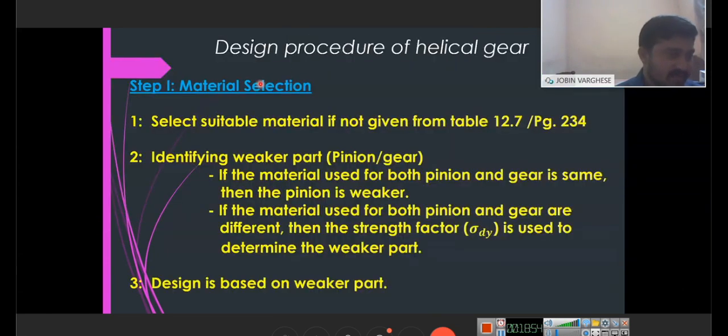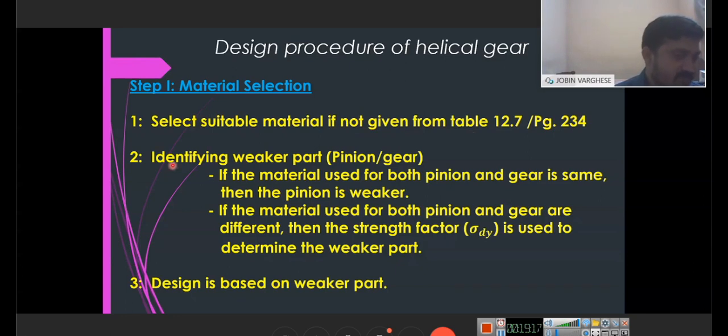So the steps are like this. First, select the suitable material, if not given, from table 12.7. I said I am following the Mahadevan data book here, so from table 12.7, page 234, we can take the material. If PSG, obviously the material can be taken for the gears from the particular table.